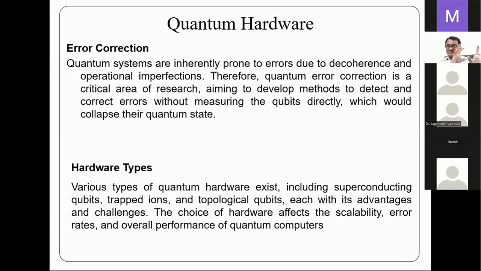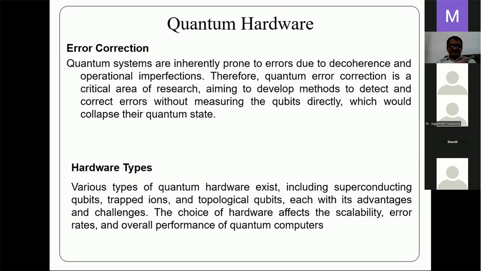So try to understand: without measuring the qubits directly, which would collapse their quantum state, because these qubits are very delicate in nature, being in both the state 0 and 1. So it is one of the national missions of the Government of India to have error-free quantum systems. Everybody is requested to look into it carefully, and those who are really interested can pick up error correction and detection as a research area in this bigger picture of quantum.